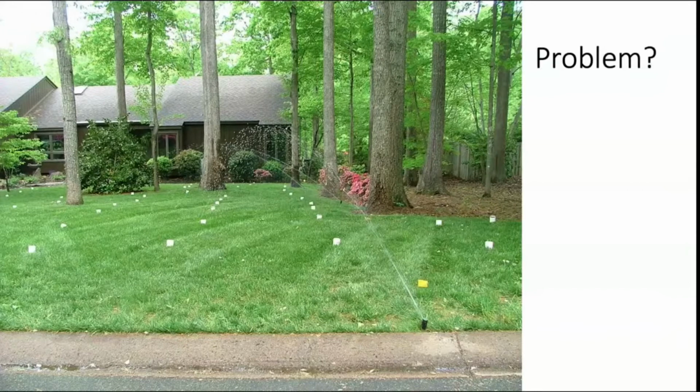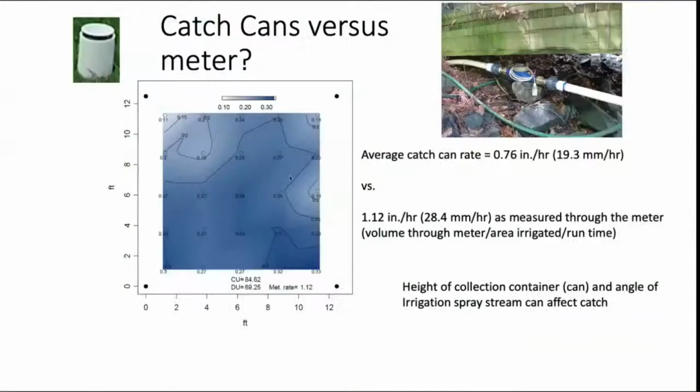Okay, so here's a color graph of application depths, I think in inches in this case. And this is a very good system. The coefficient of uniformity was 84, which is quite high. Distribution uniformity of 70 is also quite high, more than we normally see in a homeowner situation. Obviously, the closer these numbers are together, the better the uniformity.